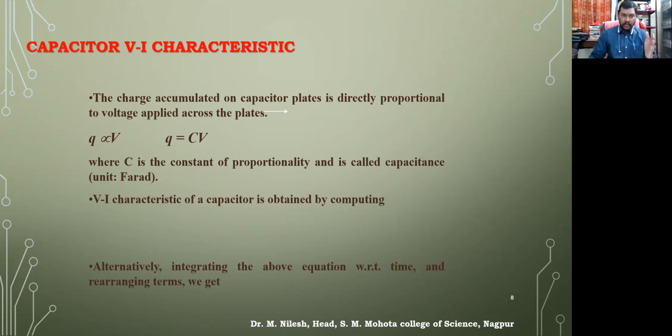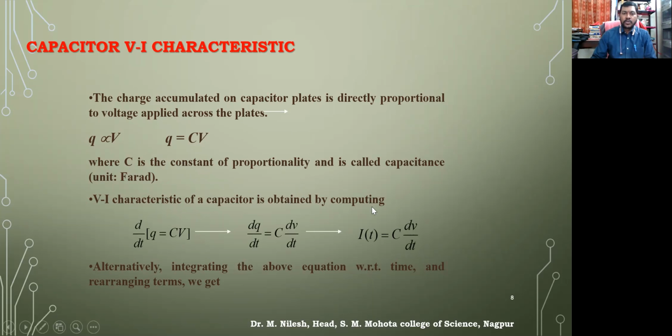So now here the proportionality constant, that is C, is called the capacitance, and the unit of capacitance is farad. So where C is the constant of proportionality and is called capacitance, and the unit of that capacitance is farad. So the VI characteristic of a capacitor is obtained by computing this equation.